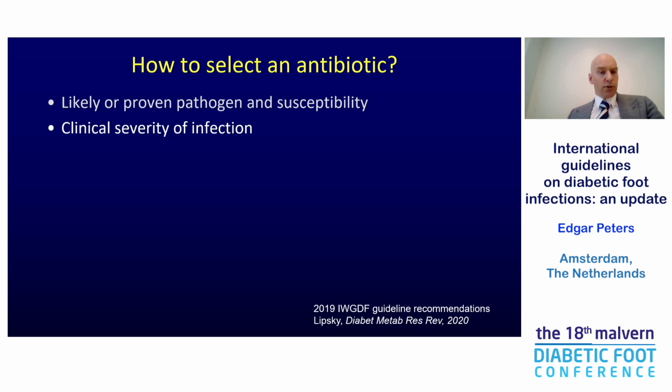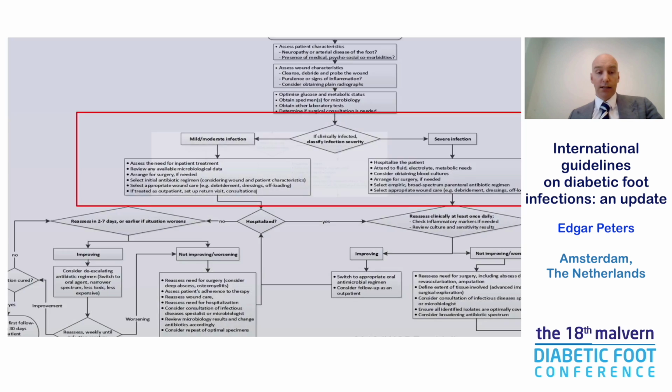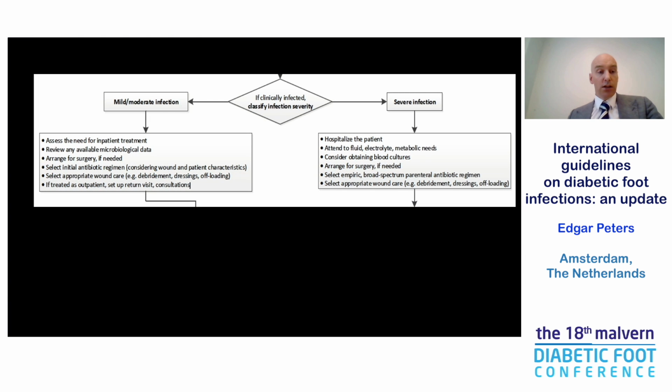Okay, so what else do we do? Well, we have to look at the clinical severity of infection. If you look at an algorithm that was published in the guidelines, and I'll zoom into it, you can see that there's a difference between patients that have a mild and moderate infection versus those with a severe infection.